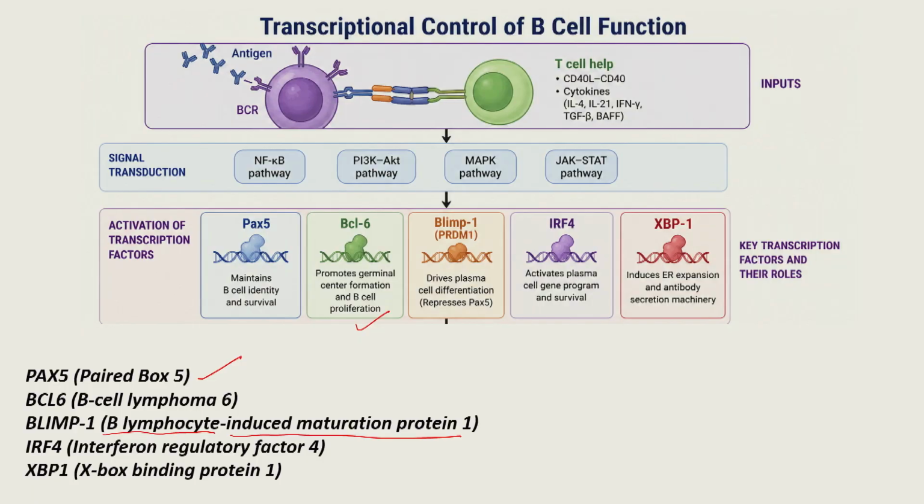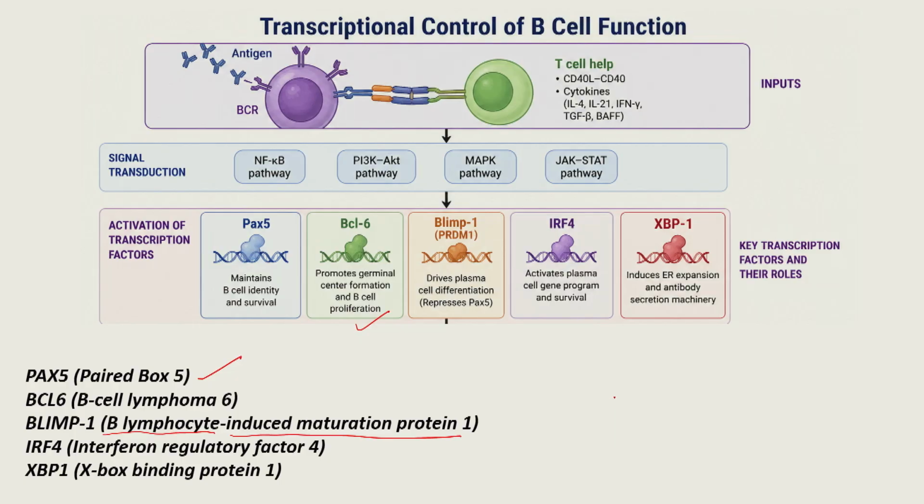Fourth one is IRF4, which is interferon regulatory factor 4. Again, there are multiple different types of IRF, such as IRF3, IRF7. These are involved in apoptotic processes in the cell. IRF is also responsible for different interferon secretions in the cell. But particularly in the context of B cell population, it activates the plasma cell gene program and survival. So basically it also helps the cellular mass of B cells to survive in the circulation.